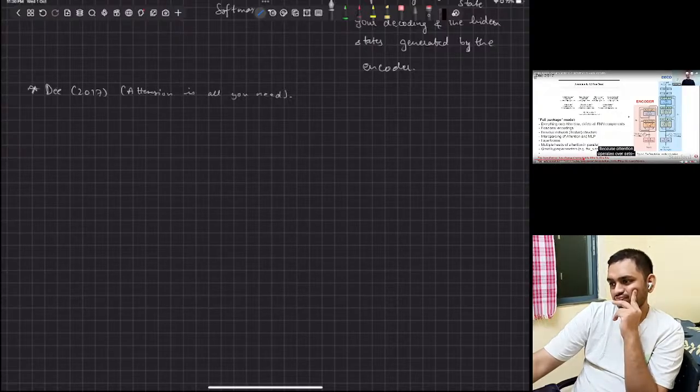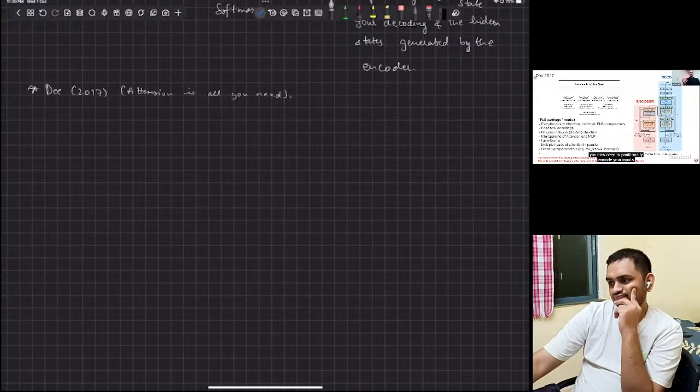Because attention operates over sets, and I'm going to go into this in a second, you now need to positionally encode your inputs, because attention doesn't have the notion of space by itself.